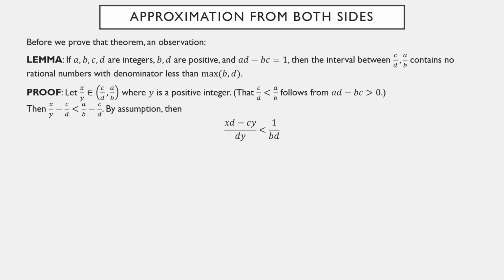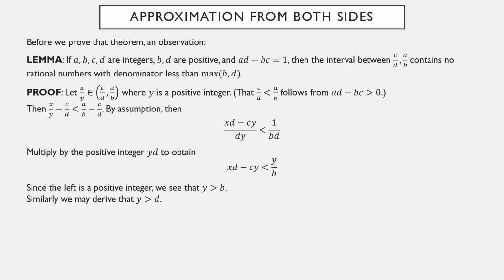So we compute that xd minus cy over dy is less than 1 over bd. We know that the denominators are all positive, so we can multiply without flipping any inequalities. So xd minus cy must be less than y over b. But everything involved here is an integer. And specifically, we know that xd minus cy is positive because we assumed that x over y was bigger than c over d. So on the left, we have a positive integer. So y over b has to be bigger than an integer. So y has to be larger than b so that this fraction y over b could be at least as large as 1.